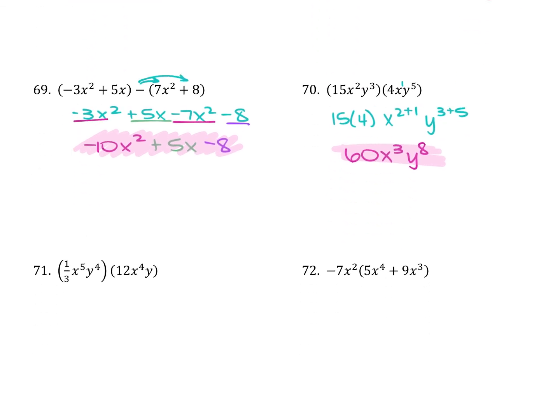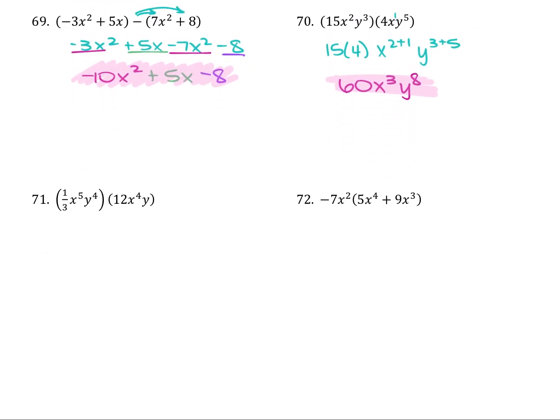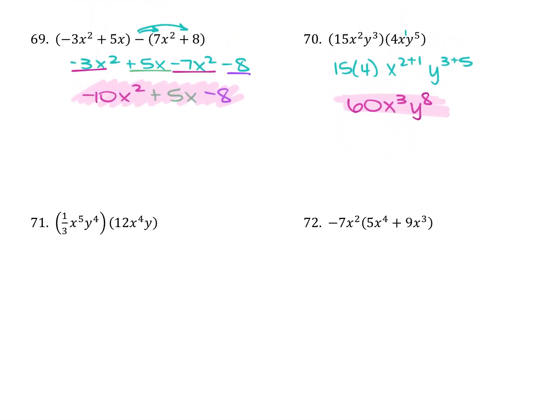For 71, you have 1/3 x to the 5th power y to the 4th power times 12 x to the 4th power y. So that y with the 12 has a power of 1. You're going to do 1/3 times 12, then x to the 5th plus the 4th, and y to the 4th plus the 1st. This gives us 4 x to the 9th power, y to the 5th power.